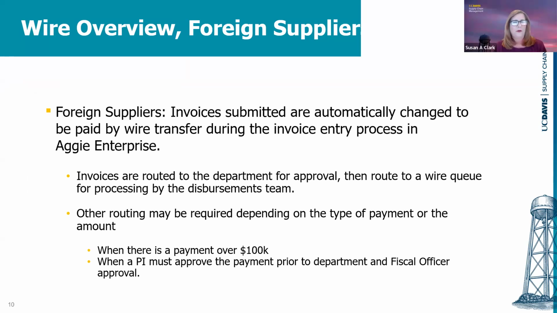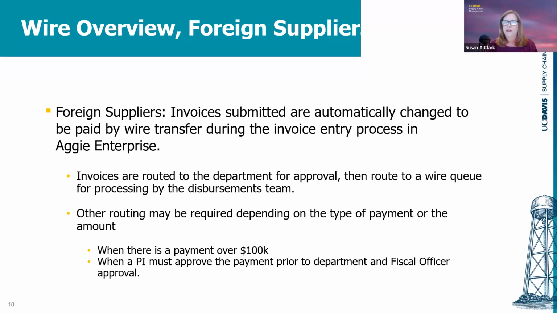Okay, so foreign supplier invoice submissions are automatically changed to be paid by wire transfer during the invoice entry process in Aggie Enterprise. So the invoicing team, when they're processing the invoices, if it is a foreign supplier, they will automatically make the change so that the payment is sent out by wire transfer. The invoices, once they are processed, are routed to the department for approval. Then they're routed to our wire queue for processing by our disbursement team.